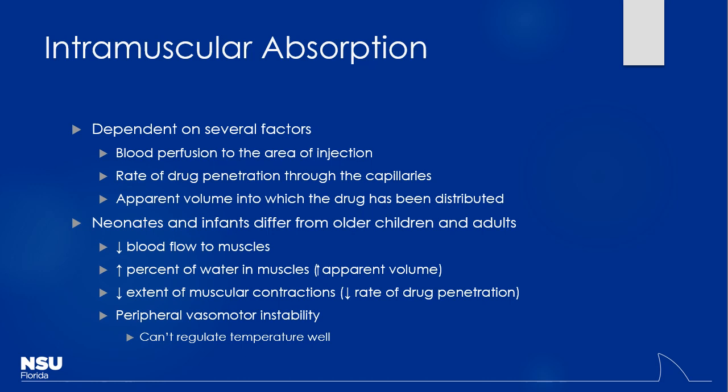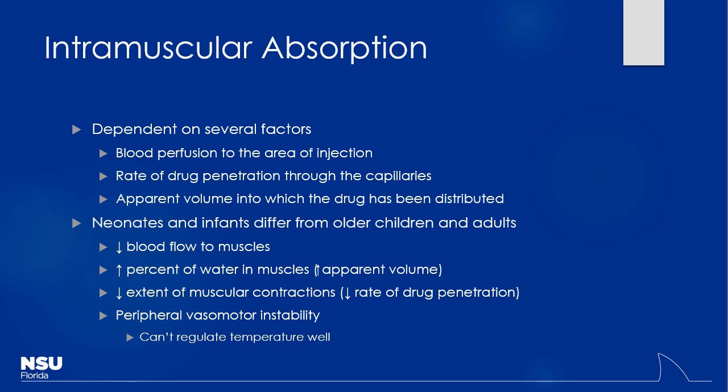And again, depending on what's going on with the kid, depending on how premature they were, this could affect that blood flow to the muscle, depending on the percent of water in the muscle itself, which can increase that apparent volume. Looking at things like muscular contraction, etc. All of that can lead to impaired absorption. So intramuscular may not be the best route for some of these kids there, right? And again, you may think, well, why would I ever need an intramuscular route for a neonate? Why can't I just give it IV? What's the problem starting an IV on a neonate?